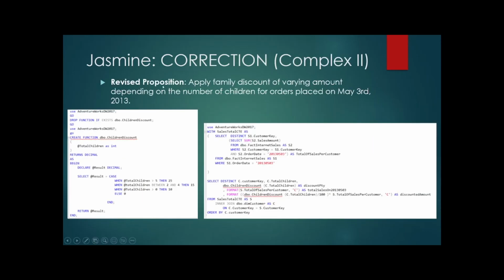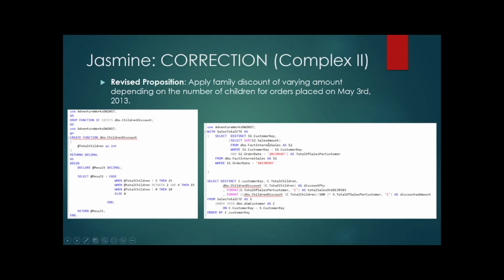In this revised proposition, I specified the date that the discount was going to happen. And the two inner joins inside the common table expression, I got rid of them because I didn't really need the employee key. The problem was that even though the date was specified on the outer query, the inner query was calculating the total sum of all orders the customers purchased, not just the ones on May 3rd, 2013. So I had to add another date filter within the subquery of the CTE as well.